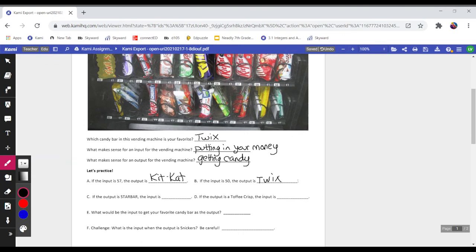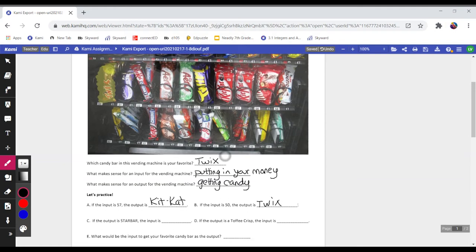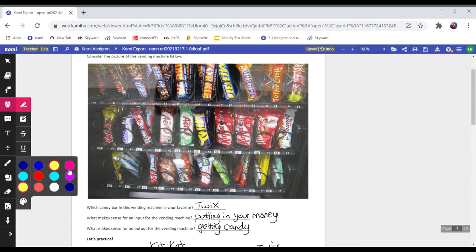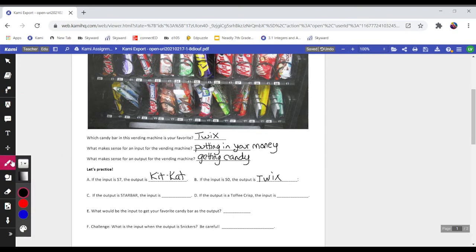Letter C. If the output is a Star bar, what is the input? Well, I need to find a Star bar. That's not really a candy that we see here, and by that I mean in the US, we're not very commonly seeing it inside of our vending machines. All right, so our Star bar is going to be up here at number 47. So the input, you'd have to put in 47 to get out a Star bar.